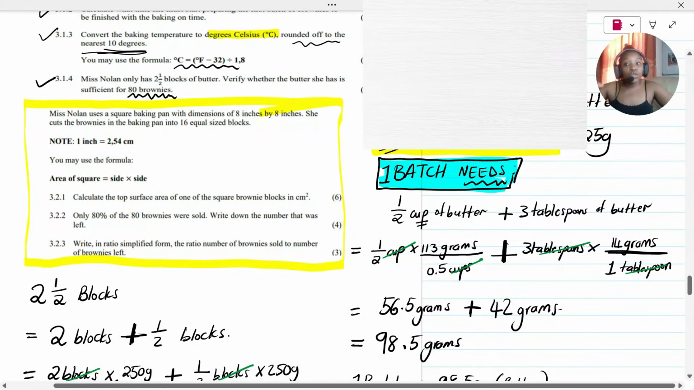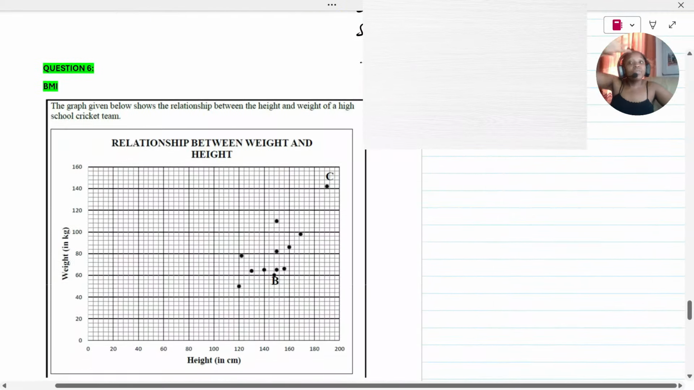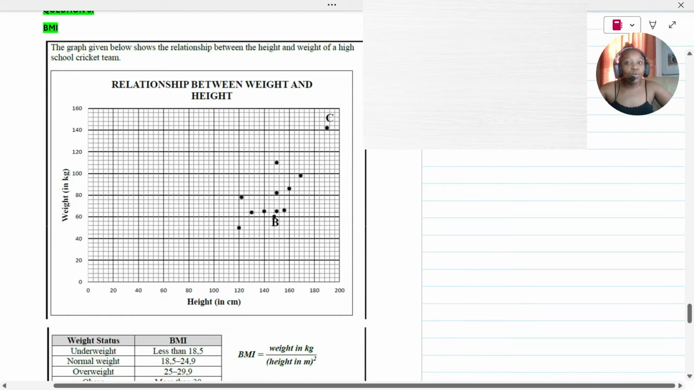We're going to be looking at the surface area of the pan. Then the next one, we're going to be working with BMI. So please make sure you do not miss it.